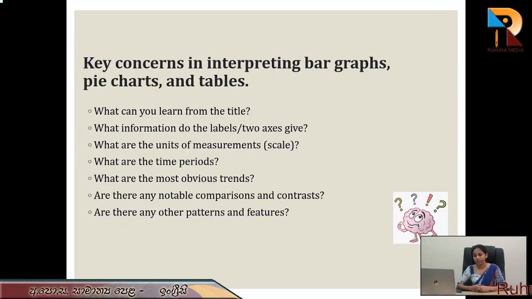Okay, I hope you got an idea of what a bar graph is, what a pie chart is, and what a table is. Moving on, in this slide, I've given you some key concerns that you should take into consideration when you're interpreting data from a bar graph, a pie chart, or a table. Right, so point number 1 is, what can you learn from the title? Now, every graph, chart, or table should most definitely have a title.